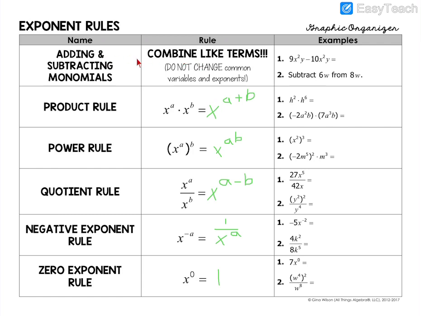This is something we did a very long time ago, and we also reviewed it just a couple weeks ago, adding and subtracting monomials. So remember, this is just our combining like terms. And when we do this, the biggest thing to remember is that we do not change our variables and exponents. Those stay the same. That's why we're looking for a like term. All right, so let's look at this example over here.